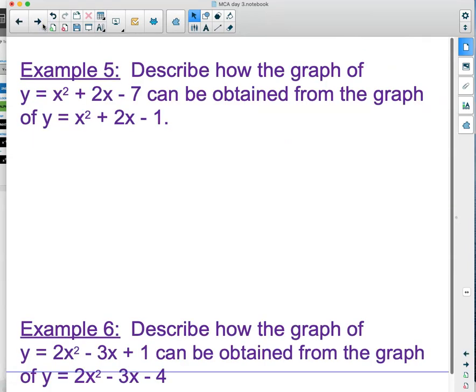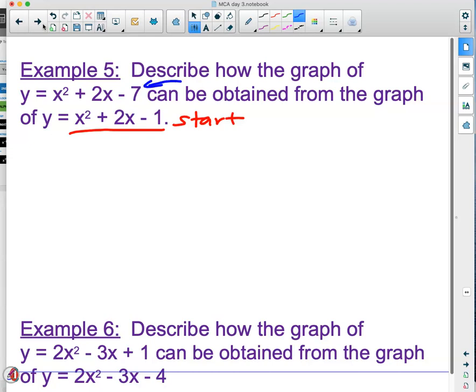Now this is what I was talking about when I said we've done all of this shifting of parabolas. But on the ACTs and the MCAs, it might look a little different. They don't have this in that HK format, A, H, and K that we really like. It says, describe how the graph of y equals x squared plus 2x minus 7 can be obtained from the graph of y equals x squared plus 2x minus 1. So this is what I'm supposed to start with. And what I'm supposed to figure out is, what did they do to that to get this one?